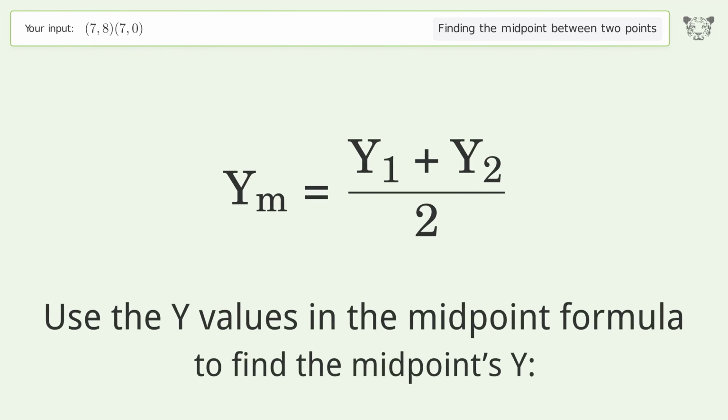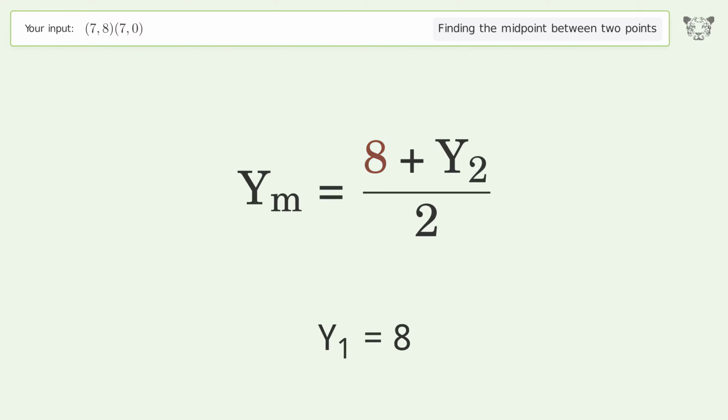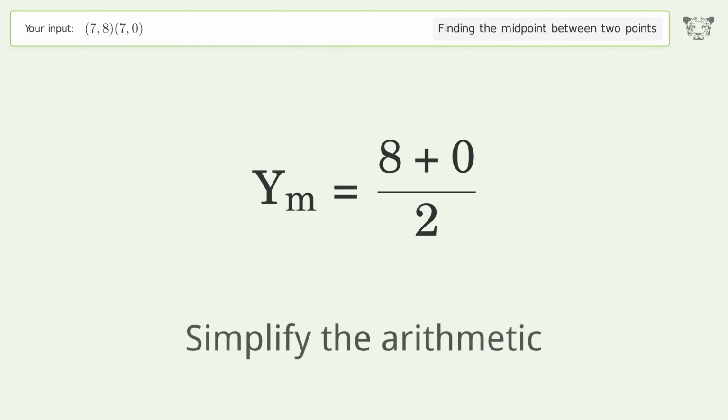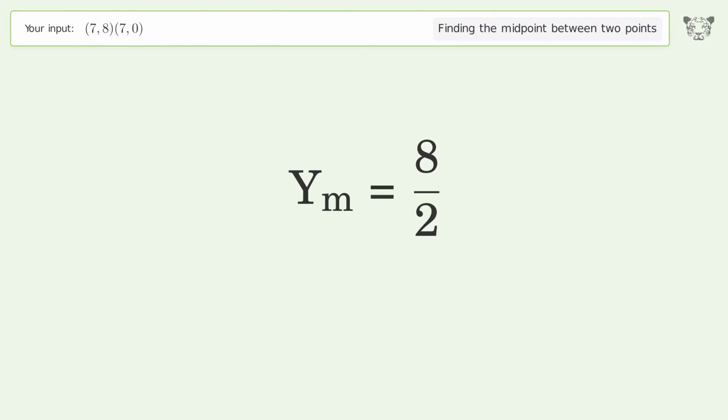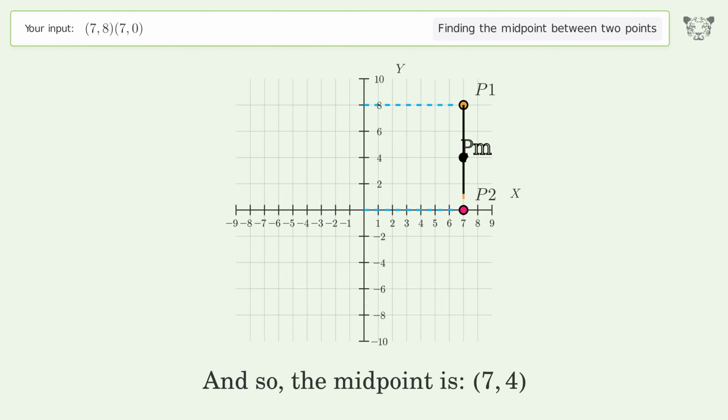Use the y values in the midpoint formula to find the midpoint's y. y1 equals 8. y2 equals 0. Simplify the arithmetic. And so, the midpoint is 7, 4.